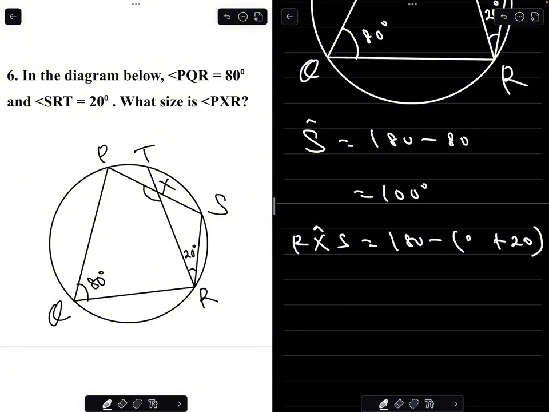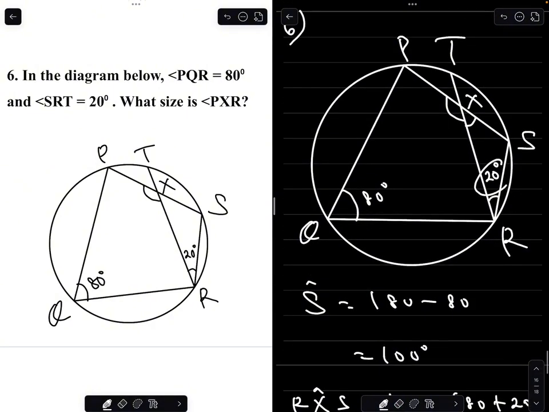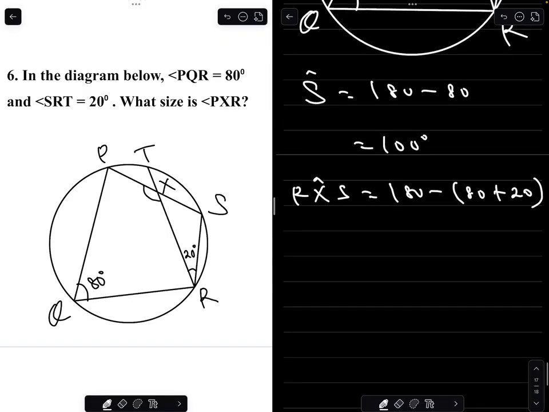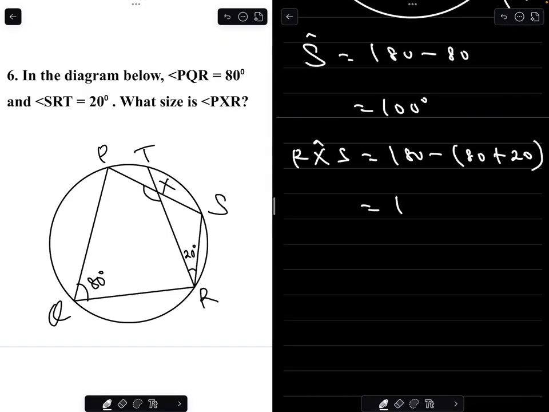Let me write that properly. We know that 20 plus angle S, which is 100, plus angle RXS, which is this one, is equal to 180 degrees. That means angle RXS will be 180 minus the sum of 20 degrees and 100 degrees. And that simply means 180 minus 100.